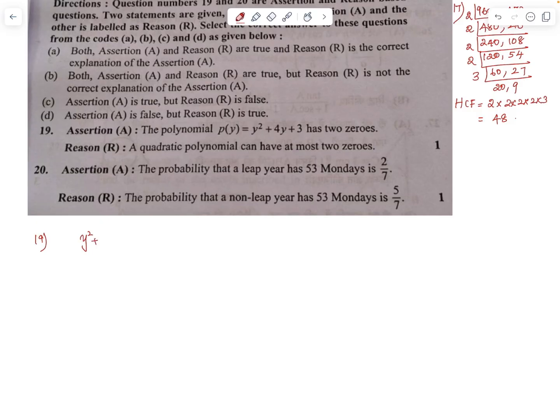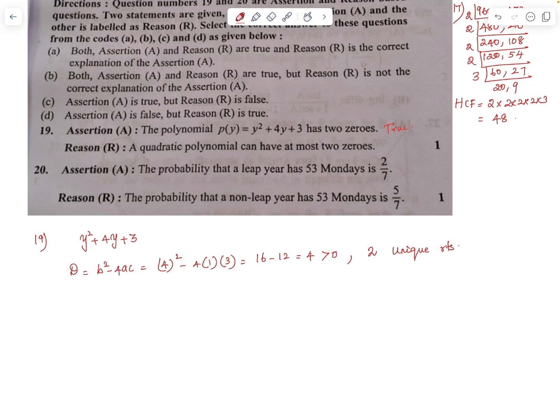Y square plus 4y plus 3. The discriminant d is b square minus 4ac. B is 4. 4 square minus 4 times a is 1 and c is 3. 16 minus 12, which is 4. So d is greater than 0. So there are two unique roots. So the assertion is true.